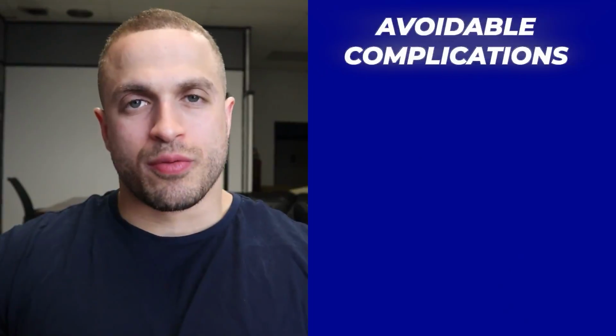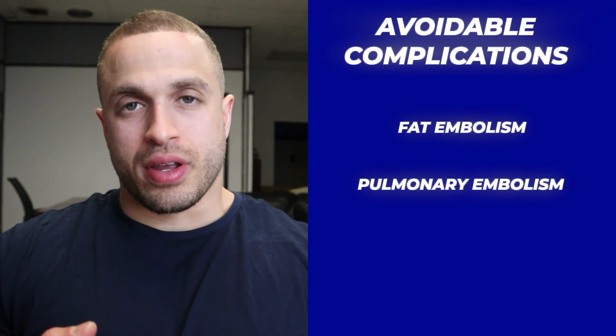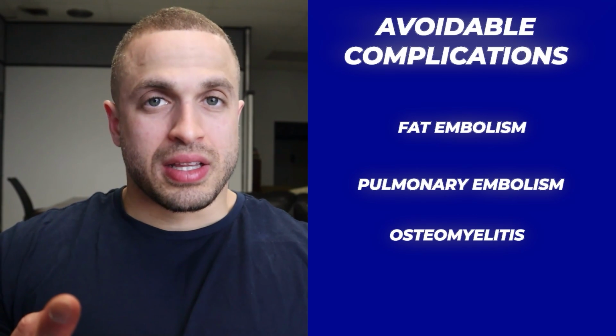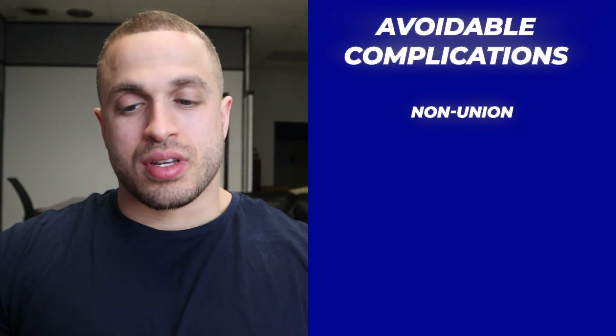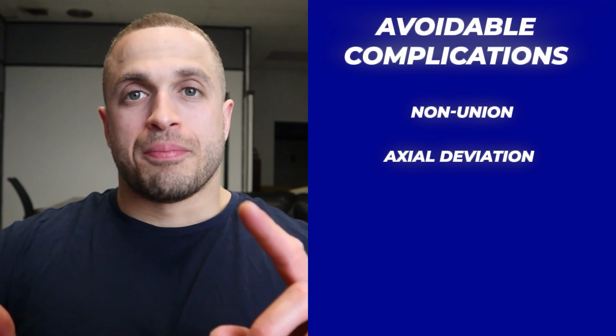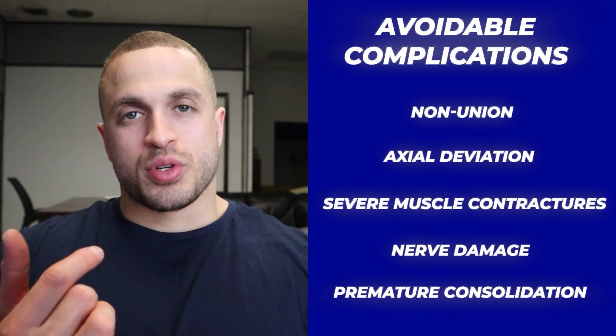All right, so let's talk about the avoidable complications. These include fat embolism, pulmonary embolism, osteomyelitis, which is a deep bone infection, compartment syndrome, non-union, axial deviation, severe muscle contractures, nerve damage, and finally, premature consolidation. Each of these complications carries significant risks and is preventable.